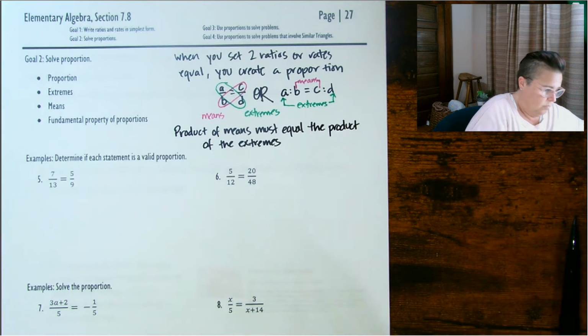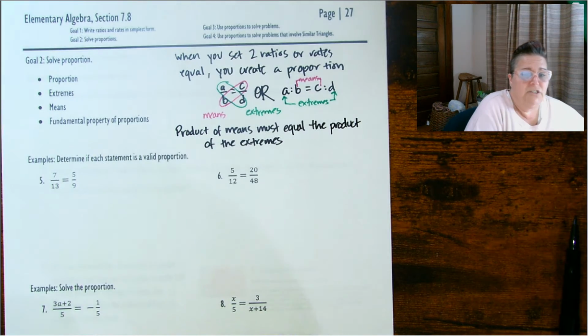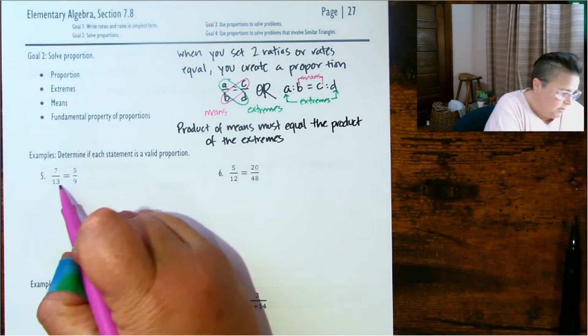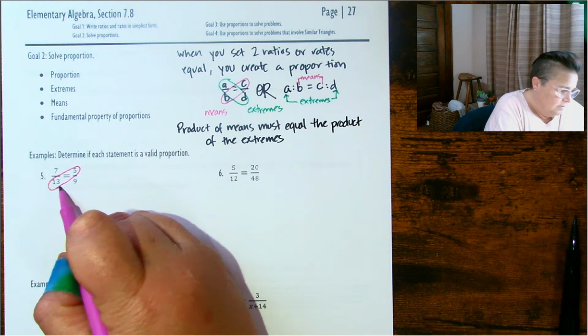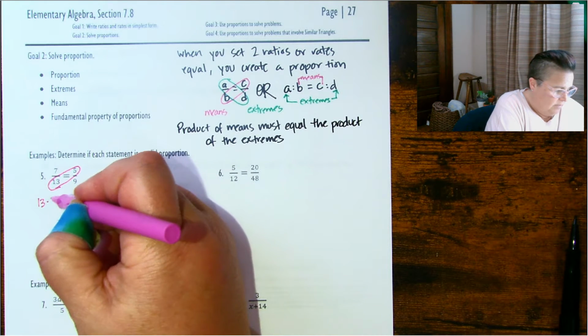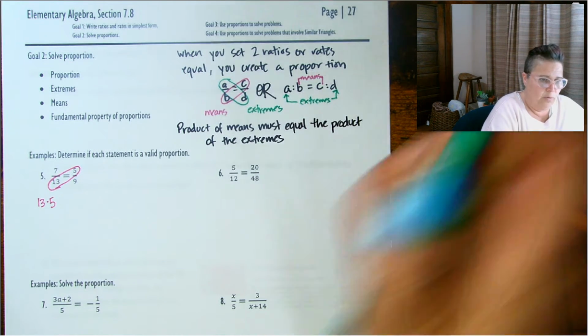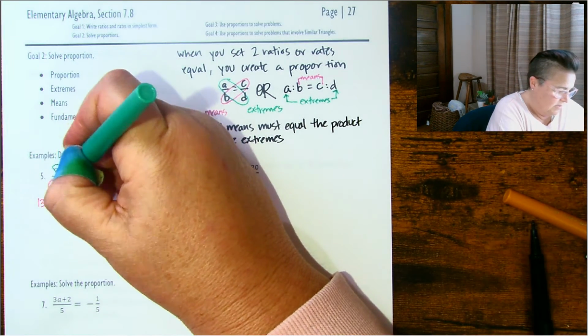So here we go. First example, we're going to determine if each statement creates a valid proportion or not. So we're going to look at the product of the means, 13 times 5, and we're going to see how that compares with the product of the extremes, 7 times 9.